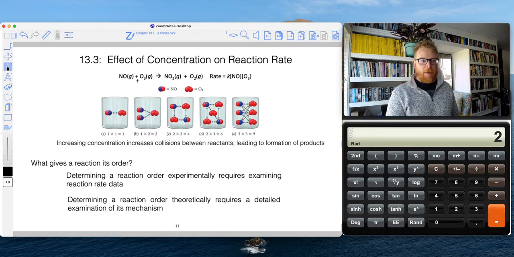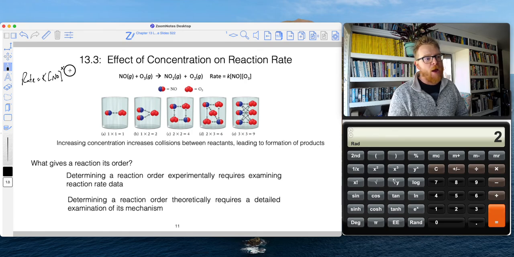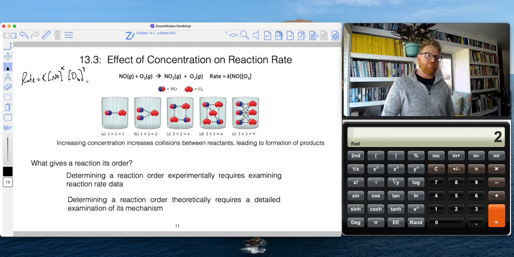So here's an example of another type of reaction, and this is NO plus O3 makes NO2 plus O2. And if we wanted to start to come up with the rate law of this reaction, we could first say rate equals k. It's always going to be rate equals k. And then we've got to multiply it by the concentration of reactants, and I'm going to raise it to some power that we don't know yet, right? So raised to the power x, raised to the power y.